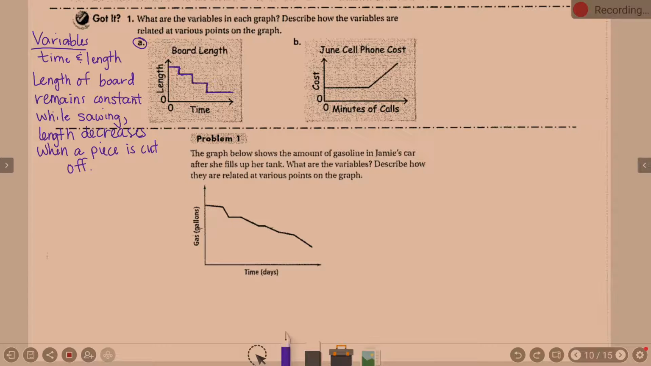Okay, let's look at B. Notice June's cell phone cost. What are my variables? Calls and what's that? I can't read. Cost. You have it on the paper in front of you. Oh yeah, true. Okay, so my variables. In other words, the two items changing here.